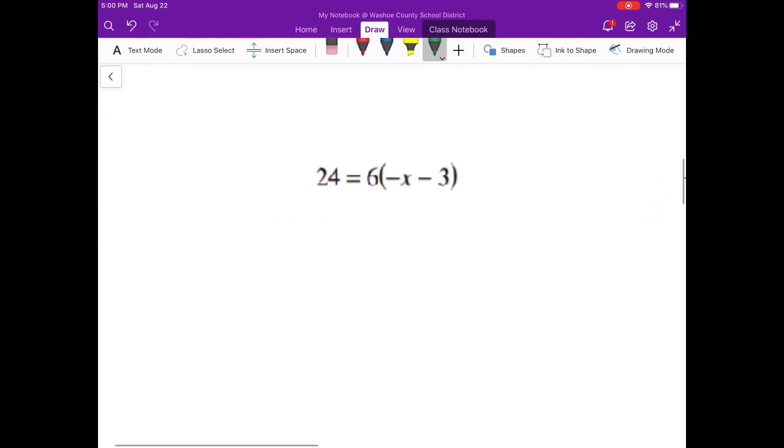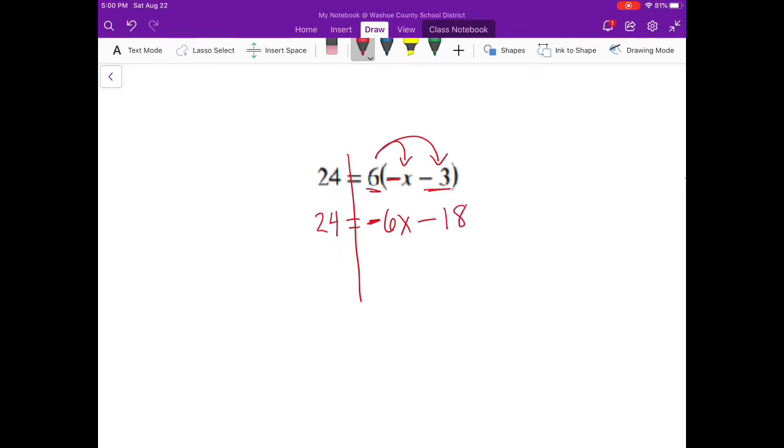Okay, here's the next one, another set of parentheses. So I'm going to distribute the 6 through. On this side I still have 24. Then I'm going to multiply through here, negative 6x, and because there's only one negative, my answer here is negative. And then positive 6 times negative 3 is still a negative 18.